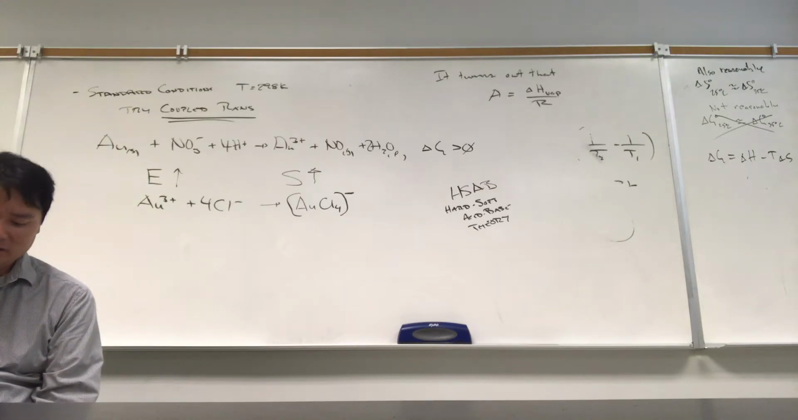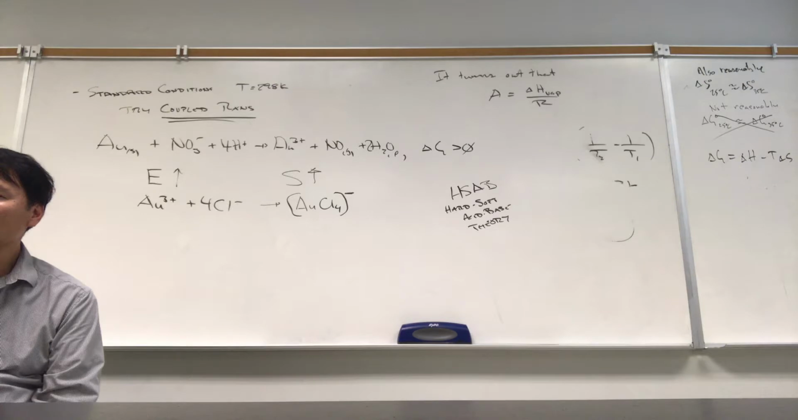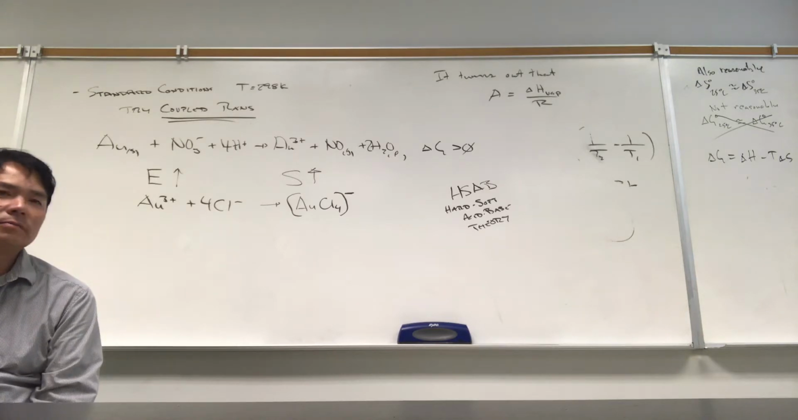HSAB, you're not responsible for. HSAB is beyond the scope of this class. I just wrote that little footnote in the PowerPoint about HSAB. LCAO is important though. You should know what LCAO is, because that's one of the main things that came out of chapter 11. LCAO: linear combination of atomic orbitals. That's what we're doing with molecular orbital theory.